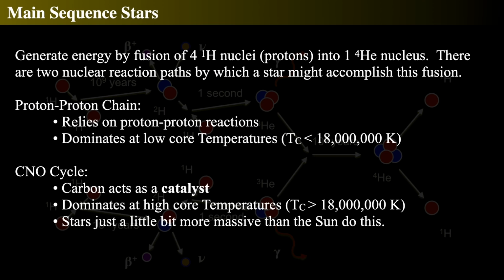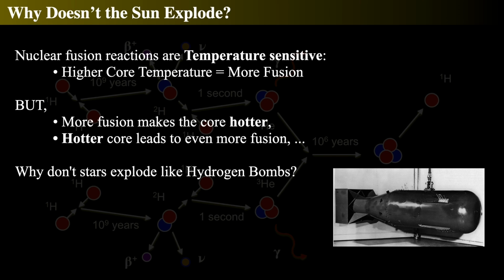And let's see, so main sequence stars, we discussed this before. What are main sequence stars? Well, like the sun, they rely on the proton-proton chain, but more massive stars with much higher core temperatures do the CNO cycle. Here's an interesting question, though. Why doesn't the sun explode?